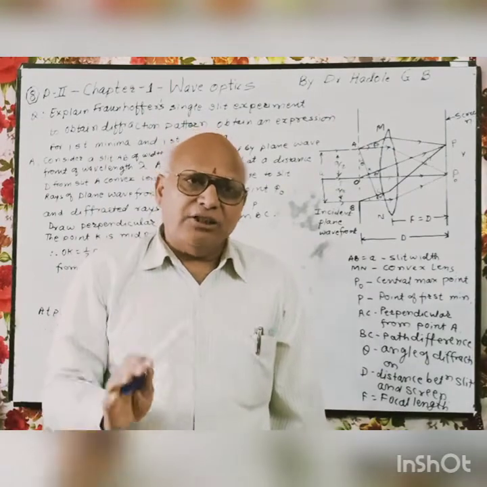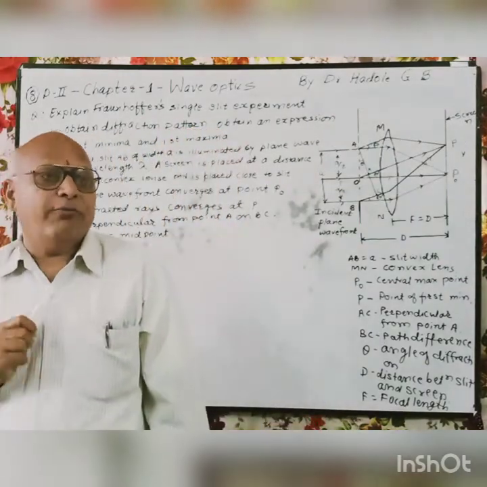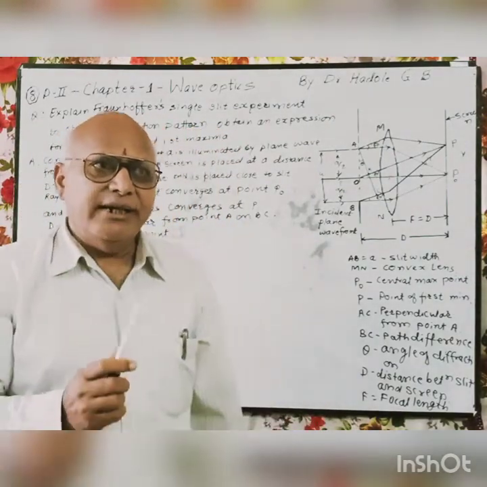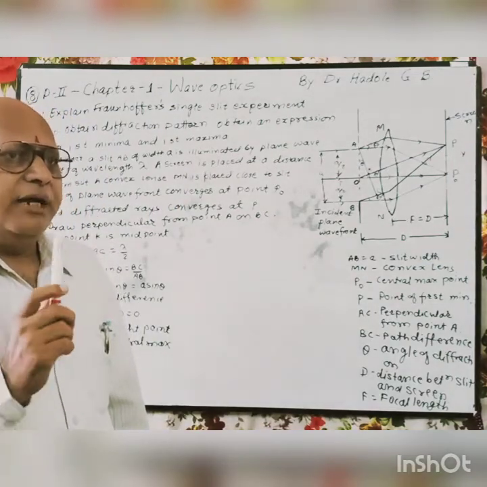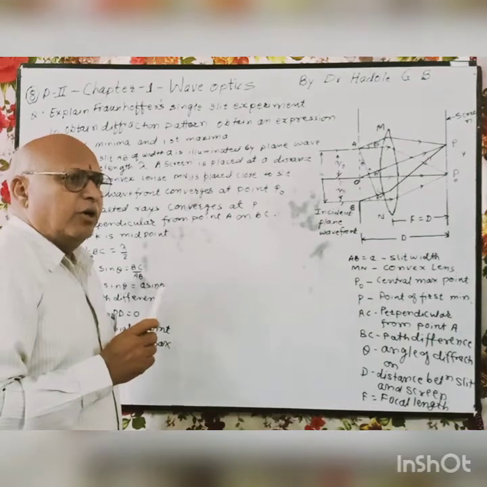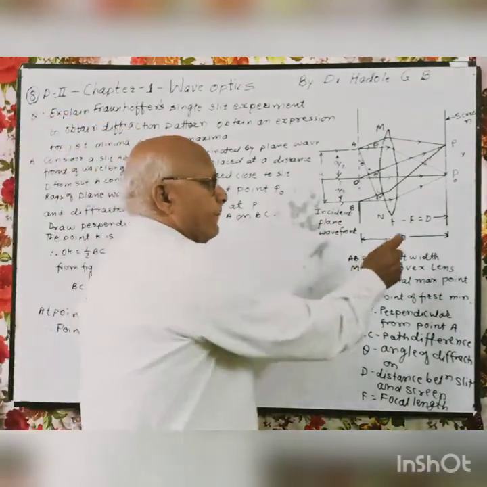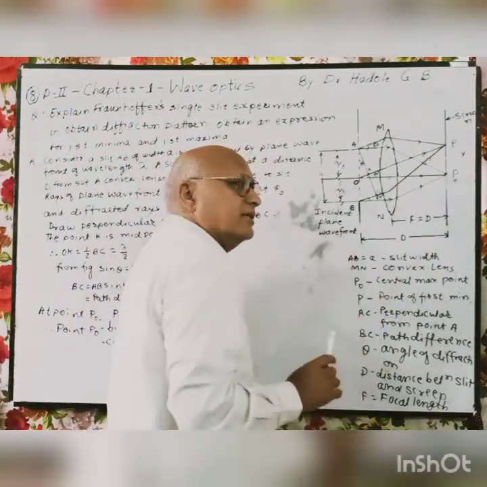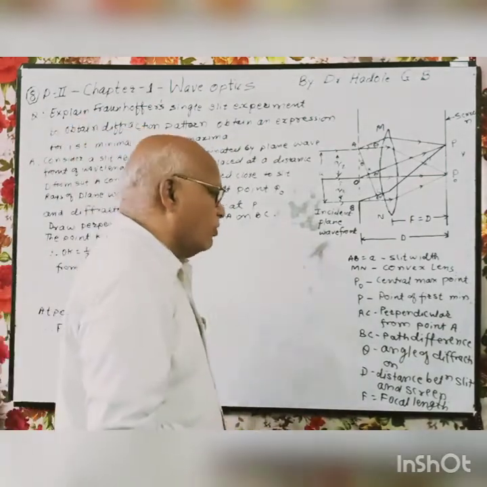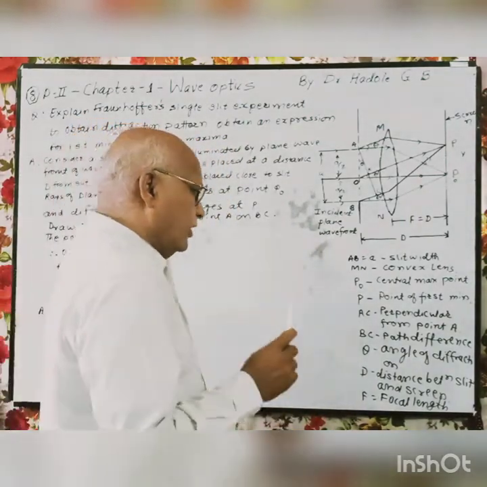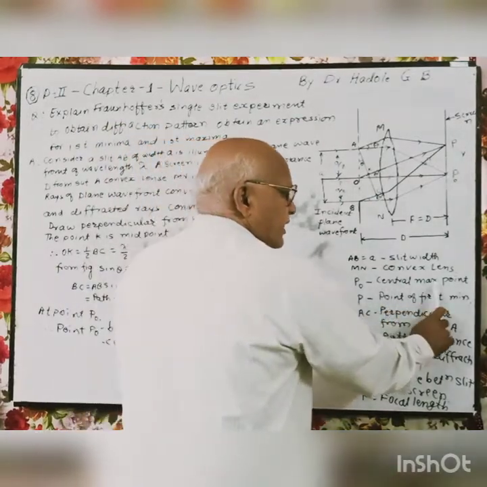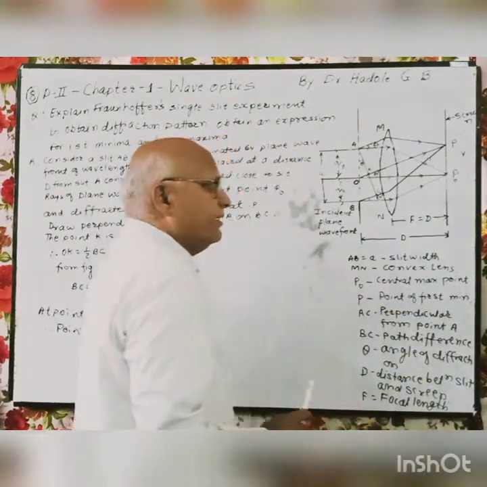And as the path difference is equal to 0, therefore the point is a maximum point, or a bright point. And when the bright point is going to form over here, this point is at the center, and hence it is called a central bright point. This point P0 is called a central maximum point or a central bright point.